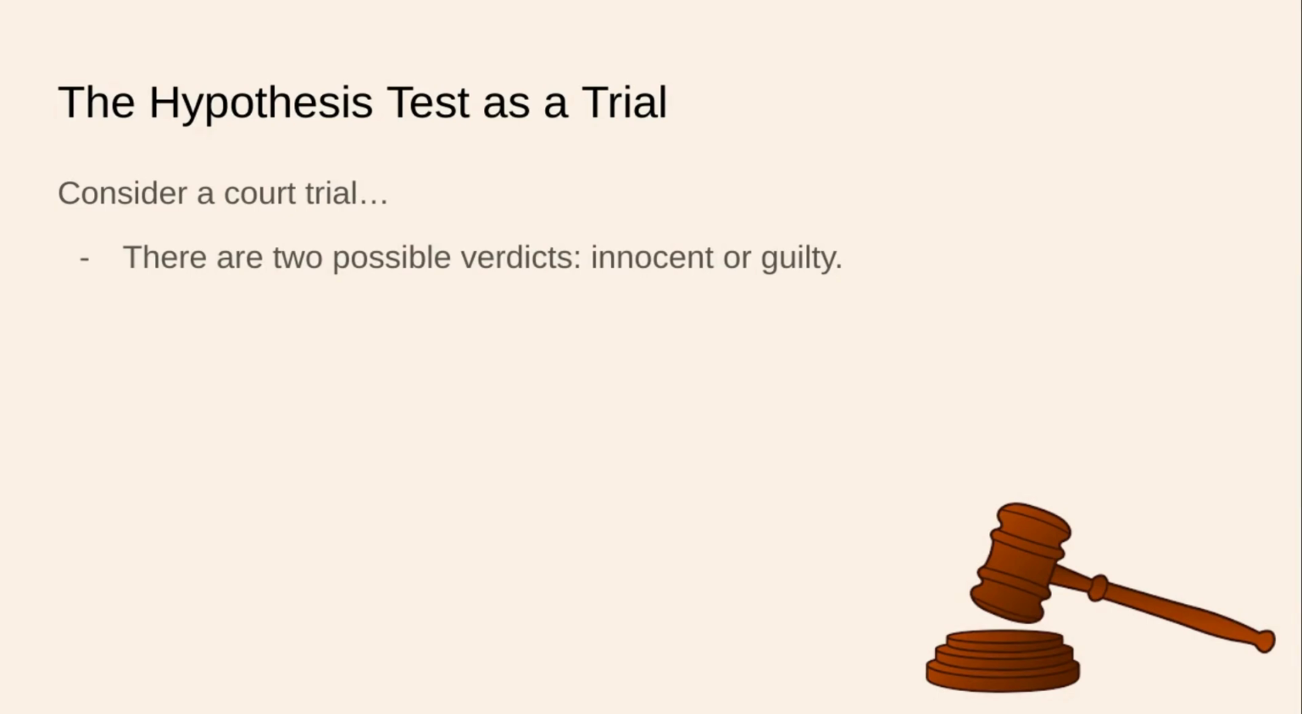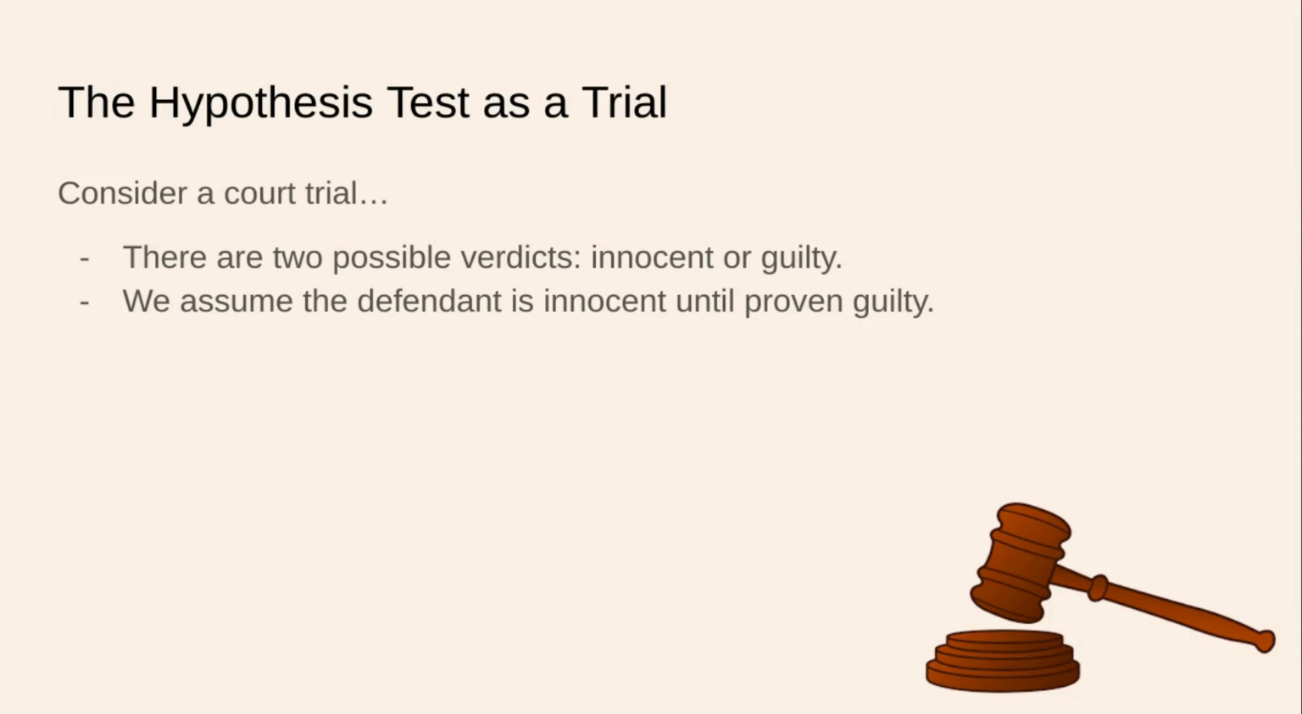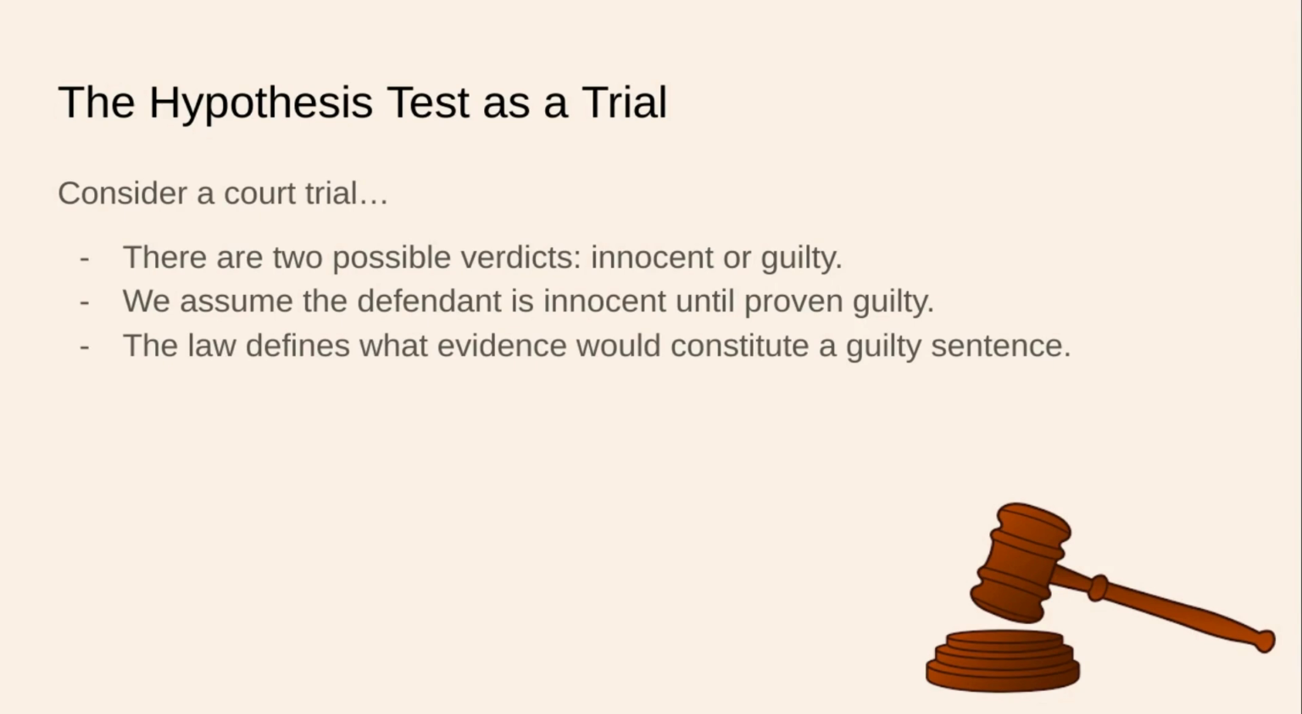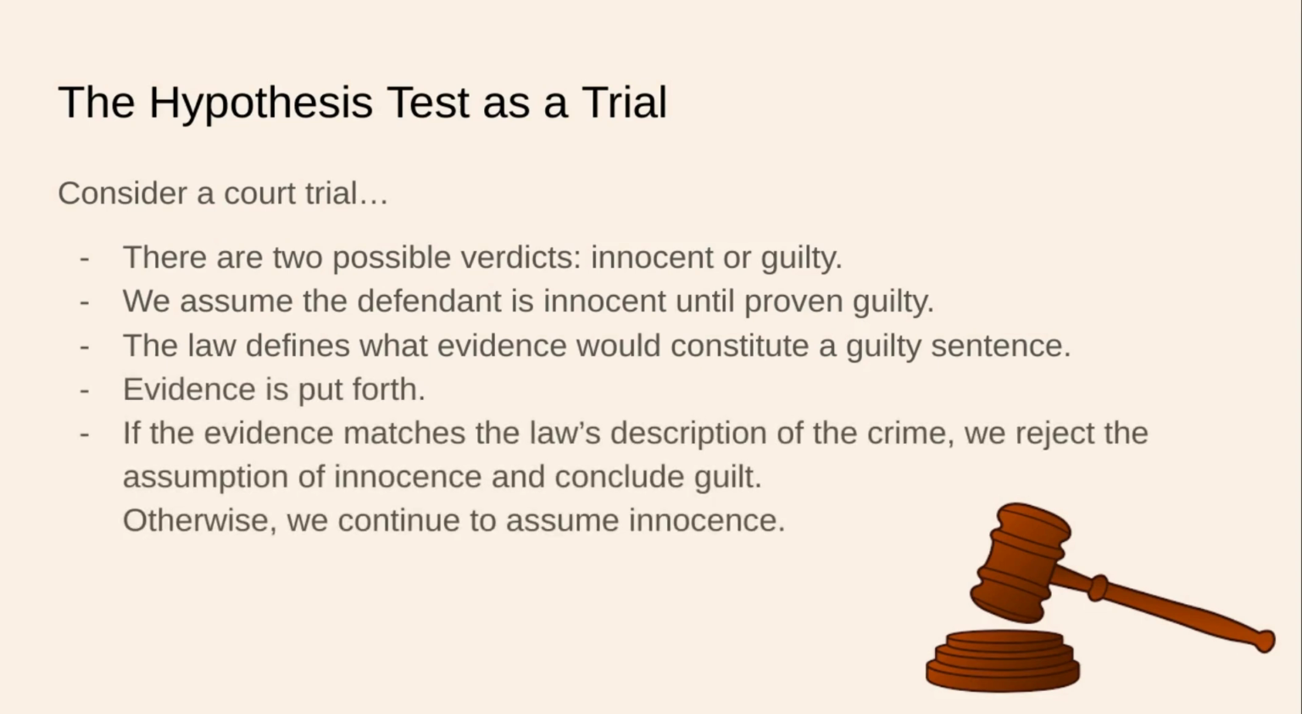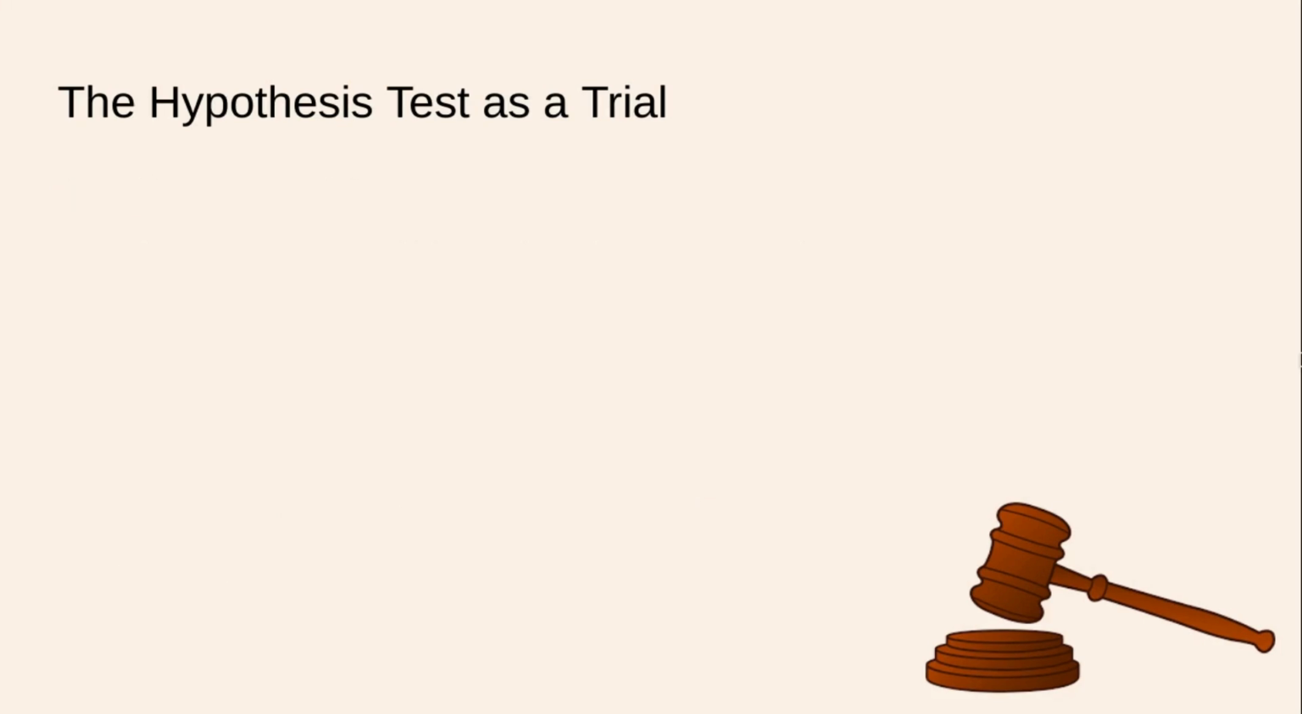There are two possible verdicts, innocent or guilty. We assume the defendant is innocent until proven guilty. The law defines what evidence would constitute a guilty sentence. Evidence is then put forth. If the evidence matches the law's description of the crime, we reject the assumption of innocence and conclude guilt. Otherwise, we continue to assume innocence. Closing remarks are made.